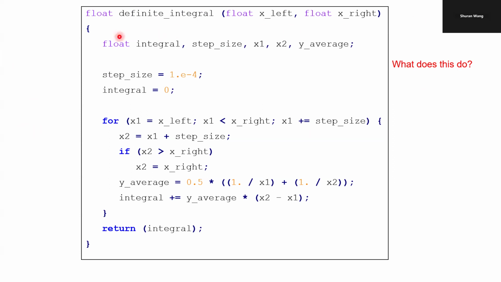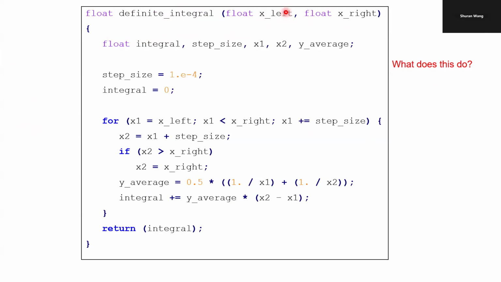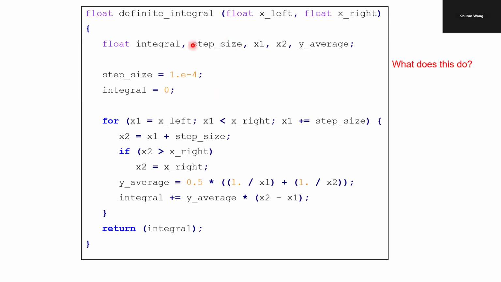So this function does the definite integral from x left to x right. Originally, it's named a to b, which is how you would write it in an integral formula. But if you name it like this, it's easier to understand for first-time readers. You have the integral itself to be returned. You have the step size. Usually we call it d, but let's be explicit and call it step size. And there's the x1, x2, y average.